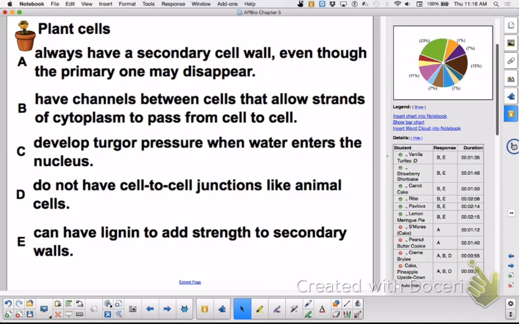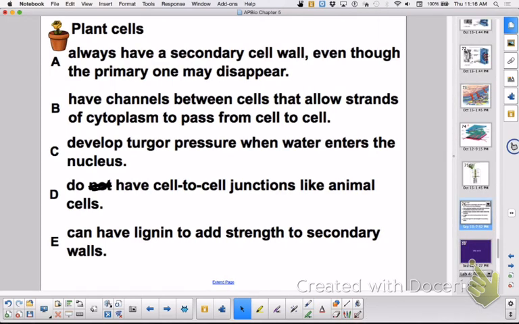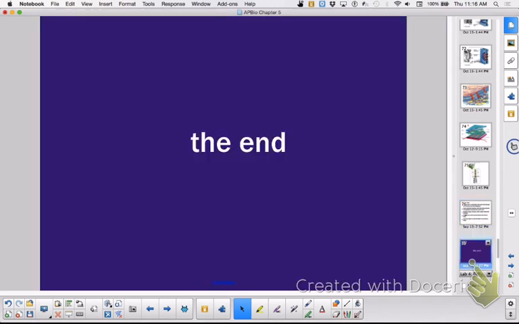Okay, tell your bio buddy, did you get it right or which ones did you miss? I missed A. Josh, no, we missed C. What? Because this says do not have cell-to-cell junctions, and they do have cell-to-cell junctions. Yeah. All right, that is the end.